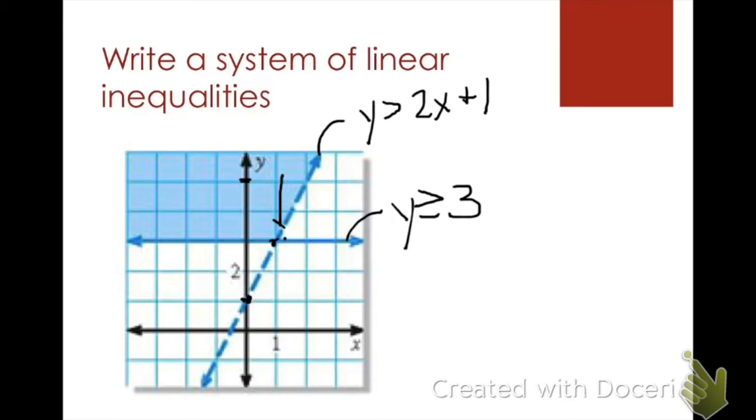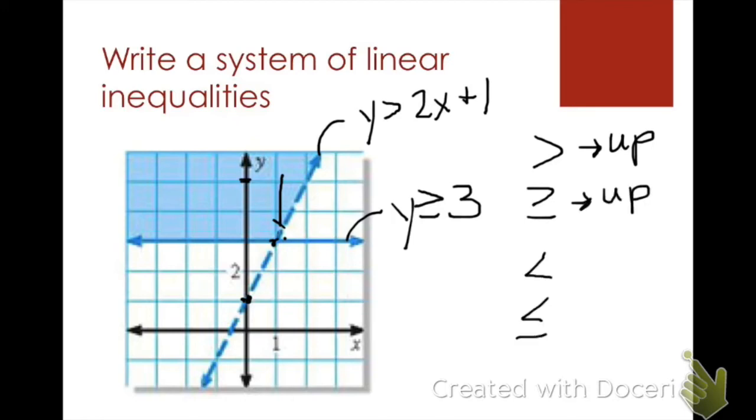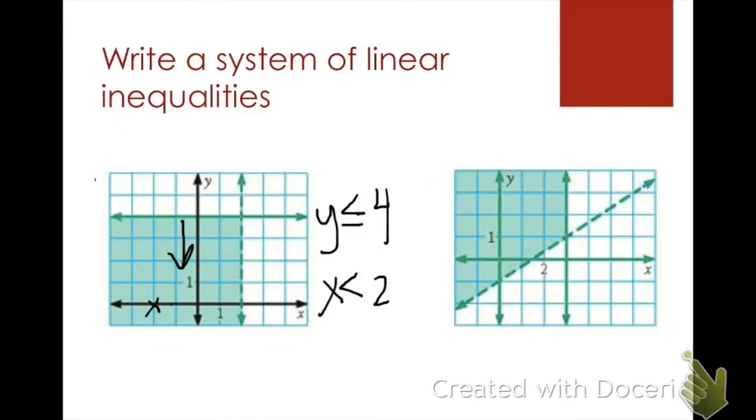If I put my pencil on it and to get in the shaded, I would move down, then it would be a less than. So greater than is up. So greater than or equal to are up. Less than and less than or equal to are down. Let's see if we can try another one of those because they can be tricky. Let's try one more together.